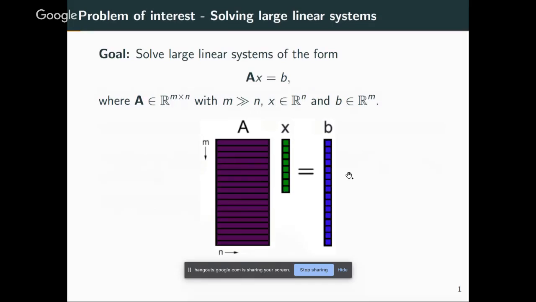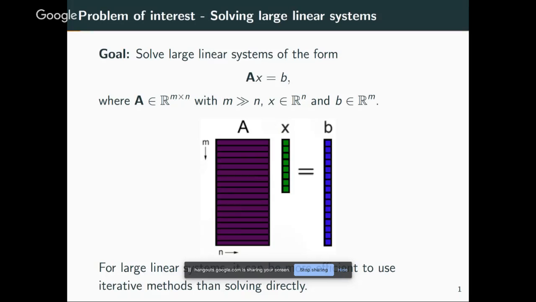Okay, so the goal with the Kaczmarz method is to solve large linear systems of the form Ax = b. Here we're assuming that the matrix A is highly overdetermined, so we have many more rows in our matrix than we do columns. We're also assuming that our system is large enough such that it can be inefficient or infeasible to solve for the solution vector x directly, for example, by using the QR decomposition to compute the pseudo-inverse.